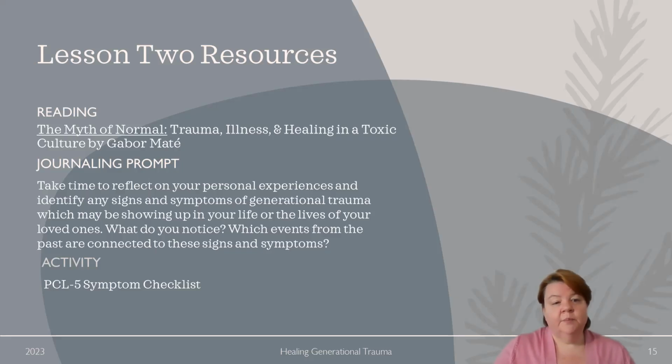This week's journaling prompt: I'd like you to take a little bit of time to reflect on your personal experiences and identify any signs or symptoms of generational trauma that may be showing up in your life or the lives of your loved ones. Sometimes you'll notice it showing up in the life of a family member, and then you realize, oh, I also do that. It's a little bit easier to spot these things in other people. So that could happen. But what do you notice? Which events from the past are connected to these signs and symptoms for you and your family?